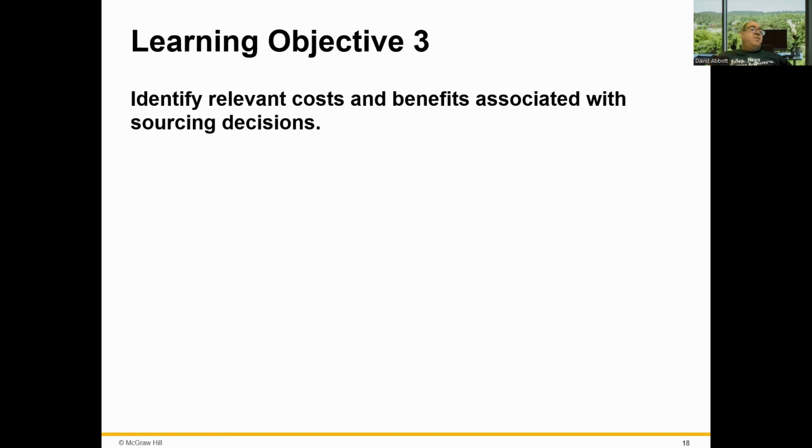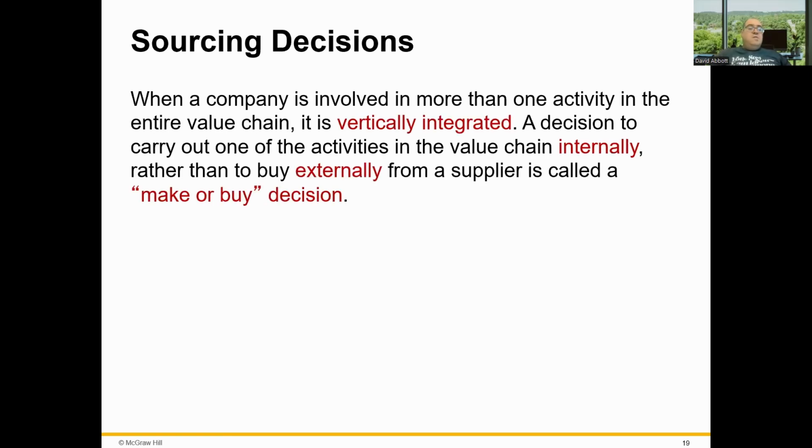Okay, learning objective 3 is to identify relevant costs and benefits associated with sourcing decisions. So again, some key terms related to strategic aspects of sourcing. When a company is involved in more than one activity in the entire value chain, it is said to be vertically integrated. A decision to carry out one of the activities in the value chain internally rather than to buy externally from a supplier is called a make or buy decision.